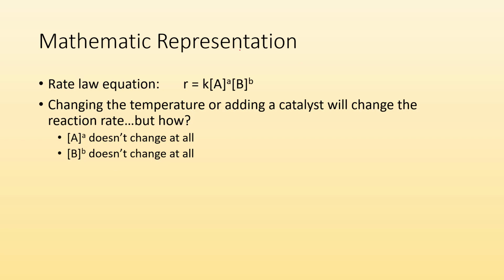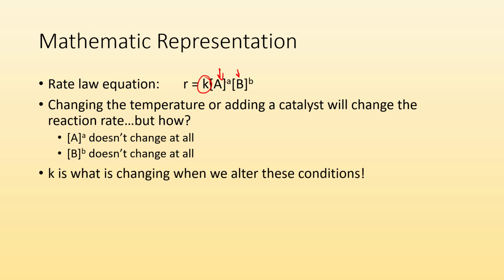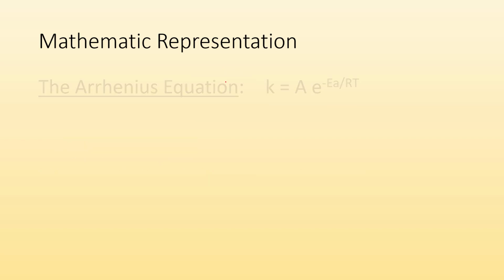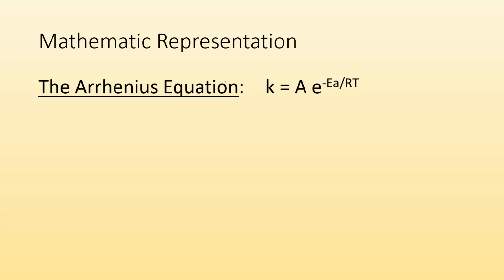Well, if this is all the same, if that's all the same, the only thing that could have changed is K. So K is what's changing when we alter these conditions. So the Arrhenius equation, here it is. K equals capital A times e to the negative EA over RT. So K, again, is that rate constant.